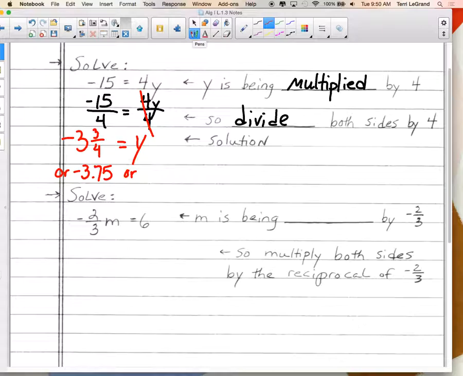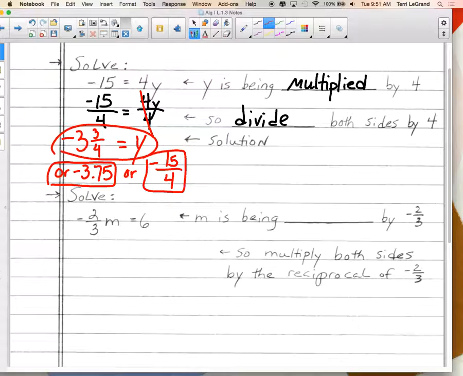Oftentimes in algebra, instead of changing them to their mixed number or their decimal name, they will leave them as improper fractions. So can we simplify -15/4? Or in other words, is there anything that goes into 15 that also goes into 4 other than 1? No. So we could also leave our answer as -15/4. So we have all kinds of options here for the name for this. We have 3 options. We have 1 solution, but 3 options for how that name could be written.